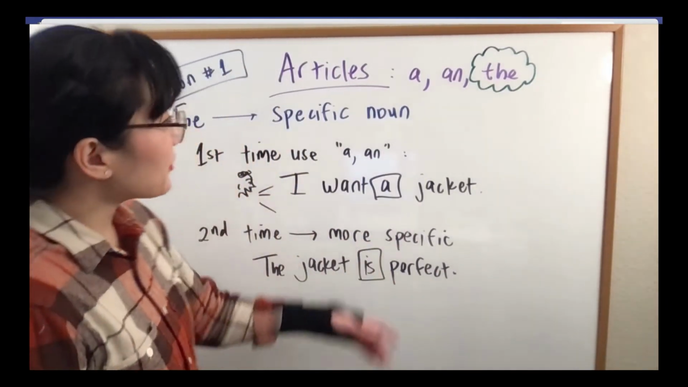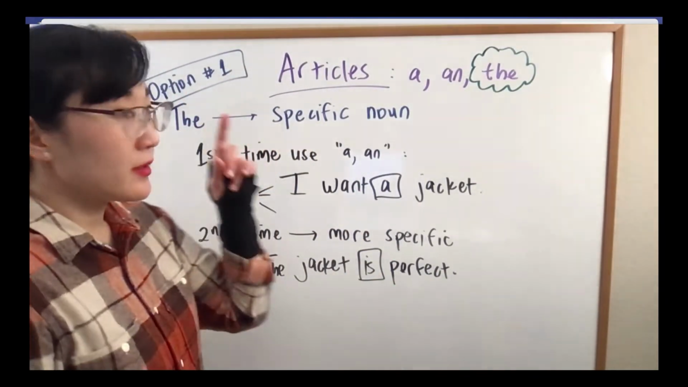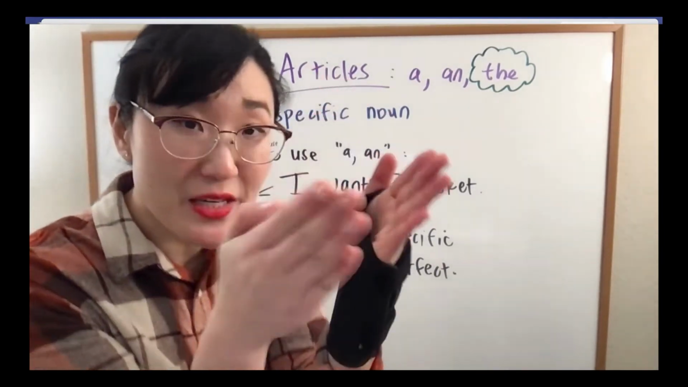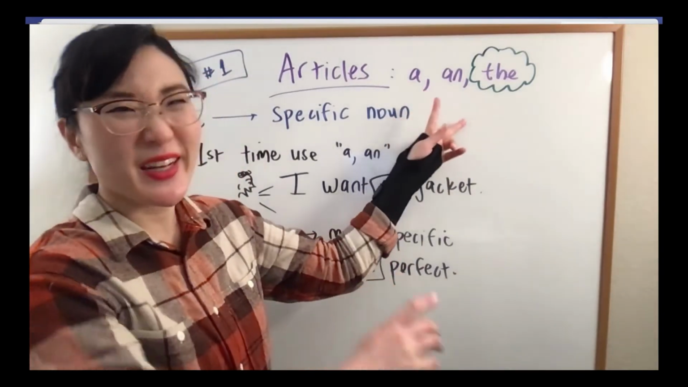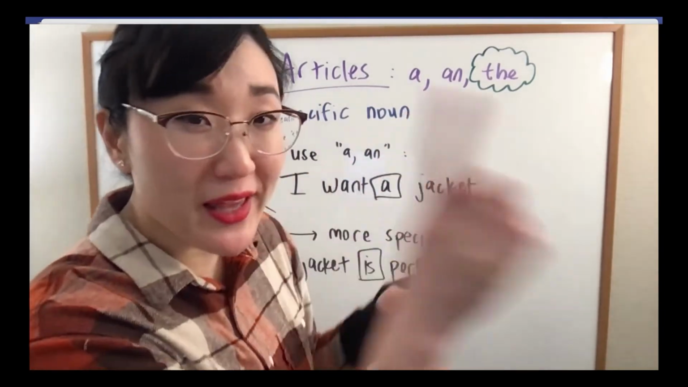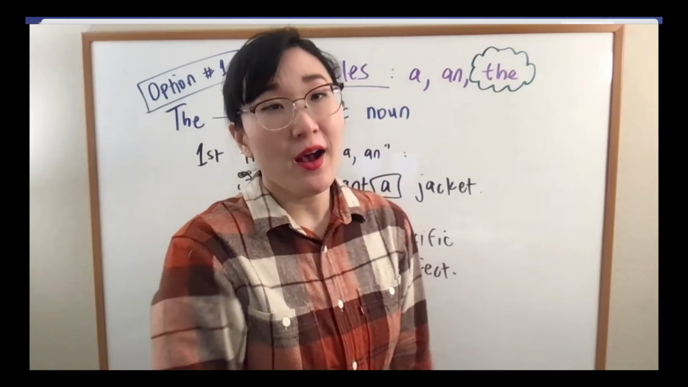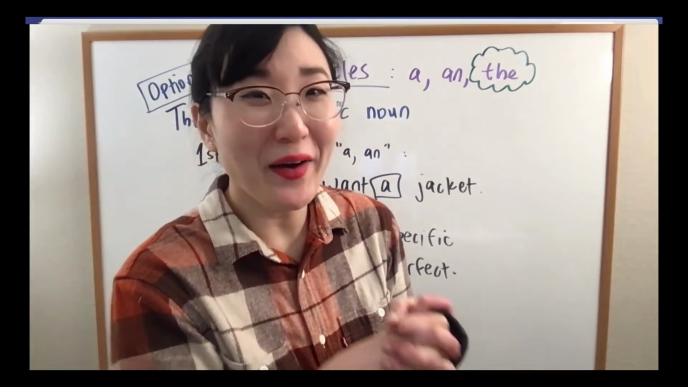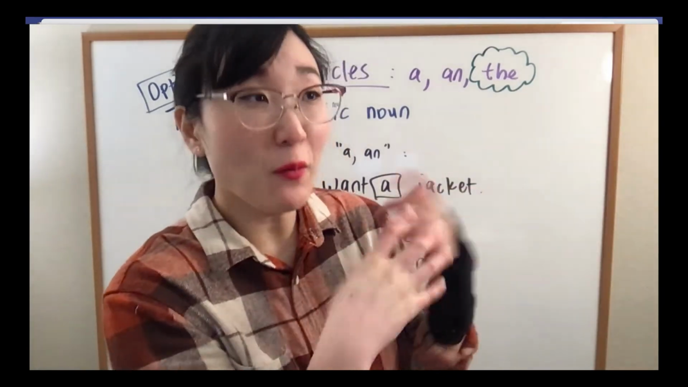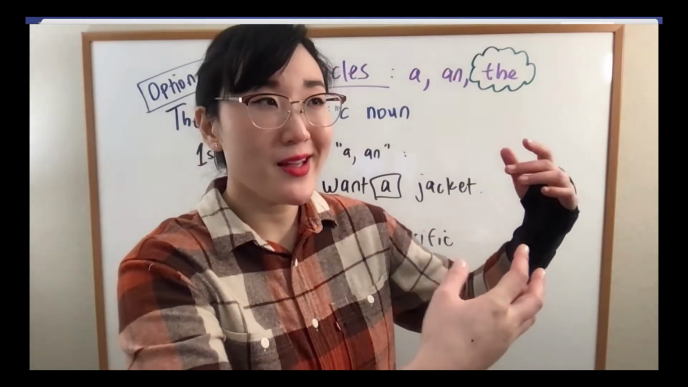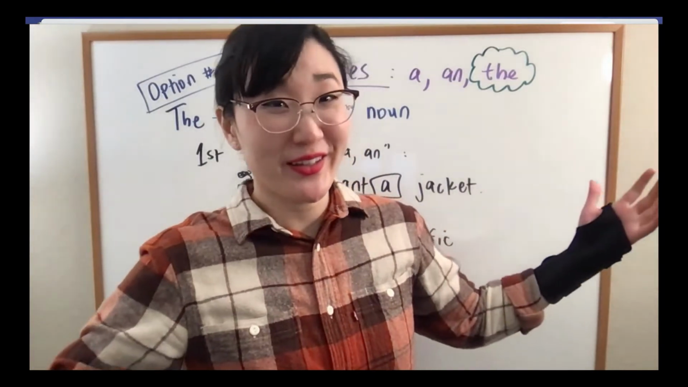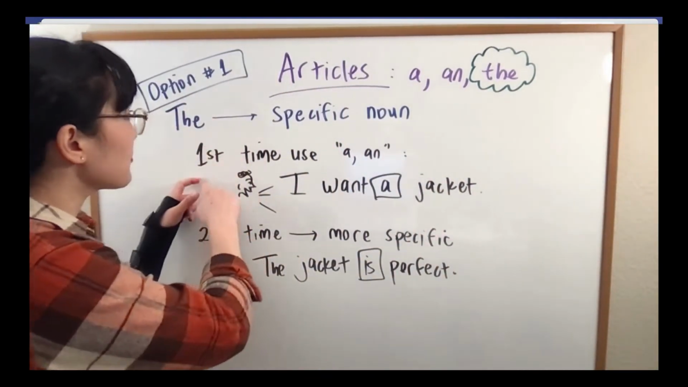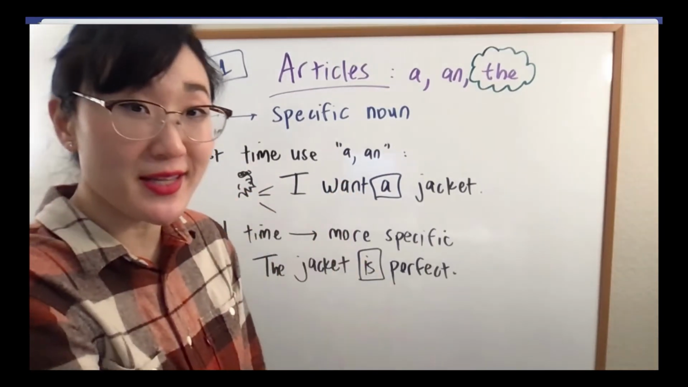Students are often confused on when to use the. Let me give you option number one. The we use for specific nouns. A or an is general. If I say, I want a dog, I want a car, I want an eagle, I want an egg, I want an orange. Okay, it's any orange. It's not specific. So one way we use this is the first time you introduce this idea.